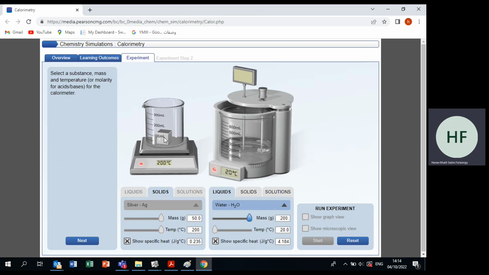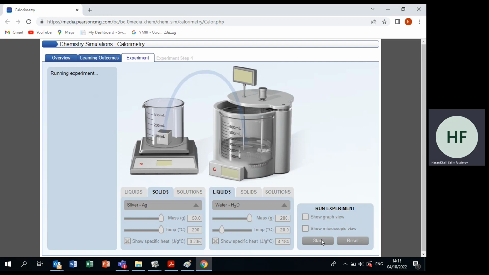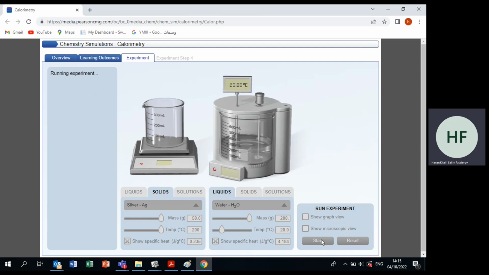So the block will lose heat. And the heat will be transferred from the hot to the cold, to the water. And the water temperature will increase. So this is what is expected. We expect this one to lose temperature and be less than 200. And this temperature will increase to be more than 20. Okay, so let's say next and let's start. Now the block is put into the water. Now we mix and we stir and we record the final temperature.